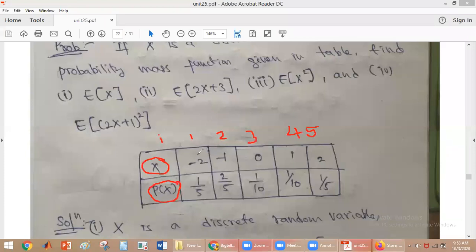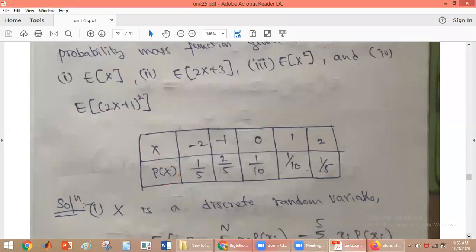The first element is -2, the second element is -1, the third element is 0, the fourth element is 1, the fifth element is 2. So this is the probability of the first element, the probability of the second element, the probability of the third element, the probability of the fourth element, and this is the probability of the fifth element, like that.